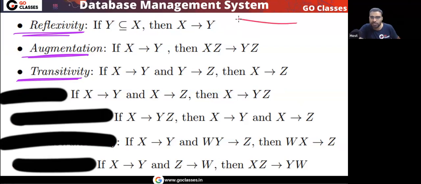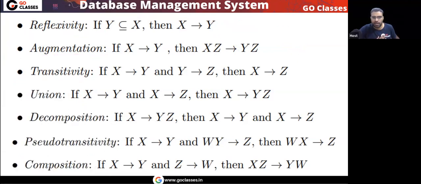But the first three are important. What is the reason the first three are important? Because these are Armstrong's laws, the axioms of Armstrong. Armstrong axioms, so these are important. These names are also important. The remaining names are not important, so you don't have to remember them. Okay, don't memorize the remaining names. Anyway, let's move on.